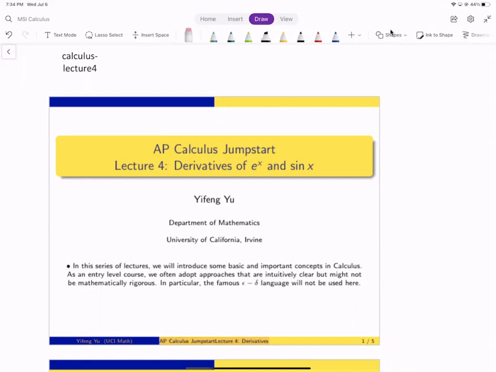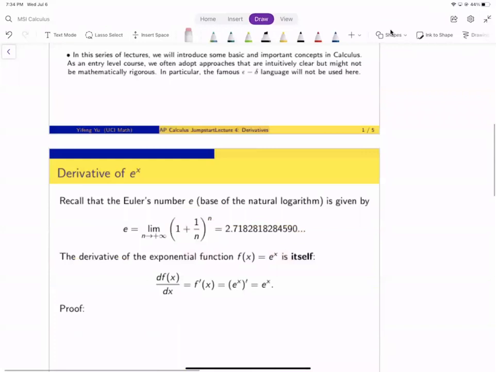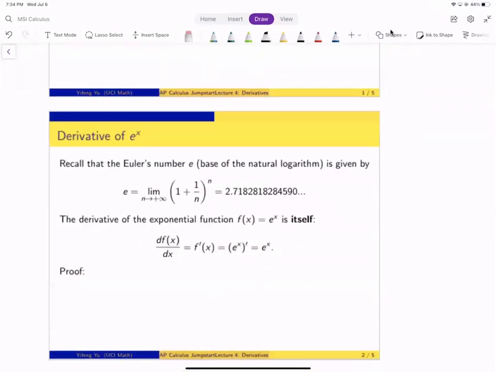In this video, we'll discuss how to derive derivatives of the exponential function e to the x and the trigonometric function sine x. First, let's look at e to the x. Let's recall what is the number e. This number is called the Euler number and is also the base of the natural logarithm.